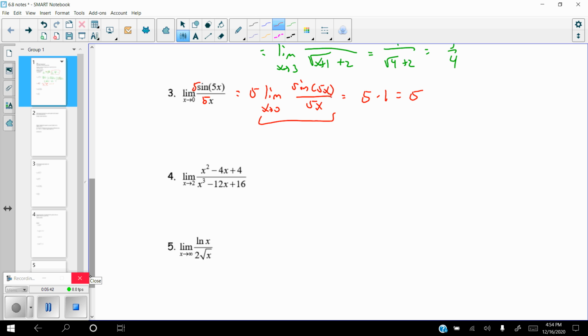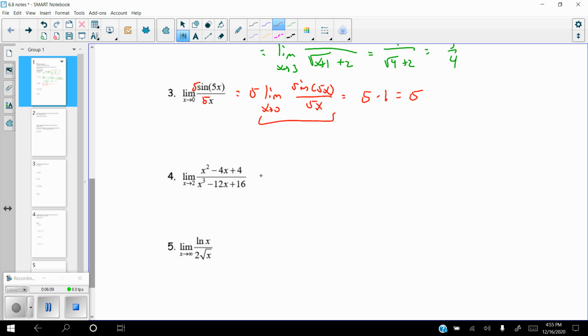Number 4, don't be confused on number 4, because a lot of times people look at something like that and they're like, oh, the highest powers are in the bottom. That would be true if we were looking at a limit as x approaches infinity. This is as x approaches 2. You always still try to do direct substitution. In this case, direct substitution, 2 on the top and the bottom, while I'm not going to show it, does give you 0 in the numerator and 0 in the denominator.